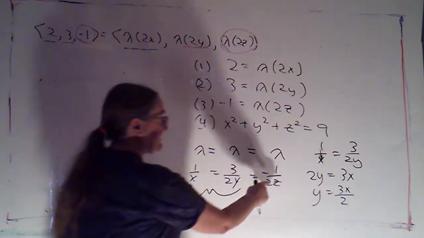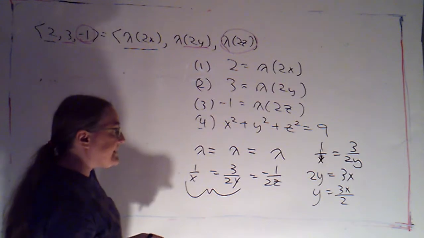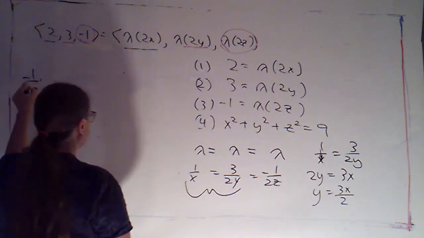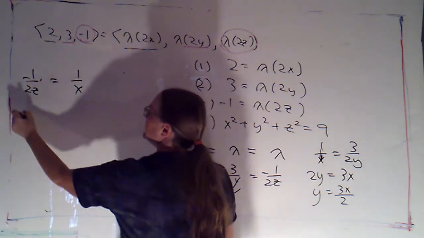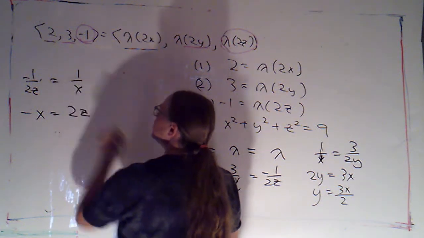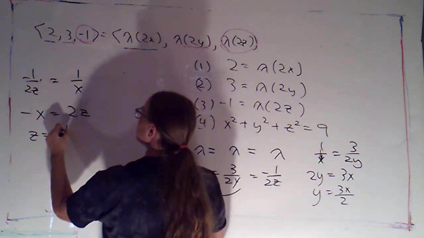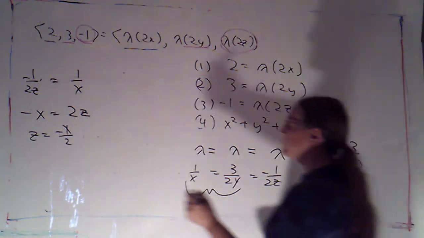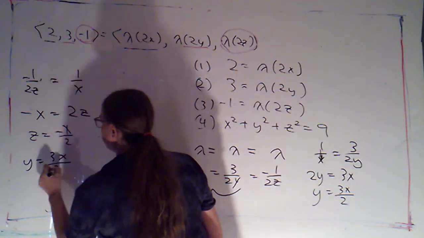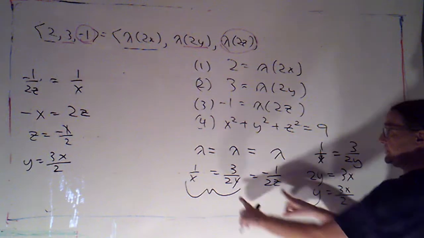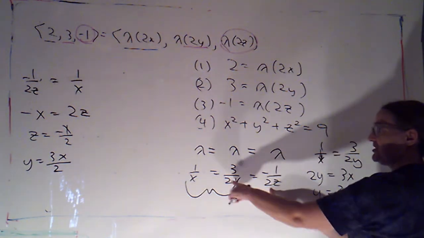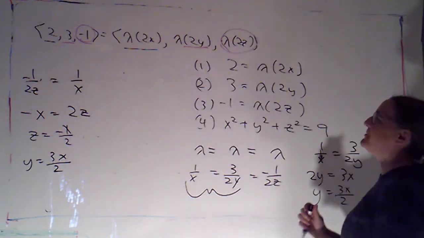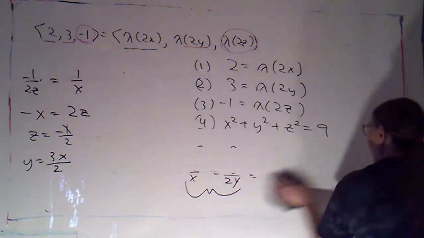Now, I want to get some z's in there. So let's see. Since I got y's in terms of x's, I think I'll just work with these two. Negative 1 over 2z is equal to 1 over x. So negative x is equal to 2z. Z is equal to negative x over 2. Y was equal to 3x over 2. Go ahead and write that down. And of course that implicitly uses this relationship. This gives me a relationship between y and z. But if they both have that relationship to x, I can figure out the relationship between y and z as well.